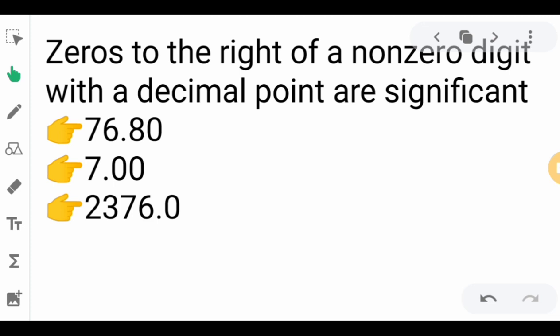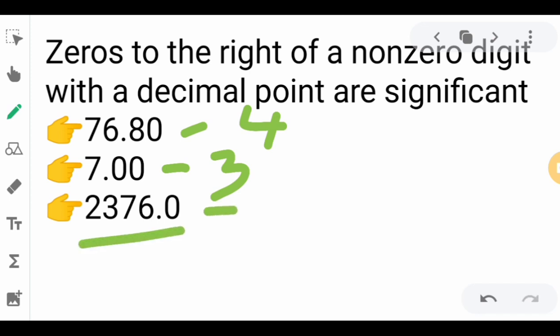And then next rule, we have here zeros to the right of a non-zero digit with a decimal point are significant. We call the zeros to the right of a non-zero digit trailing zeros. Meaning to say, we will include the trailing zeros with a decimal point in calculating the number of significant figures. So for the first example, we have here 4 significant figures. For the second example, we have 3 significant figures. We will include that since it has a decimal point.